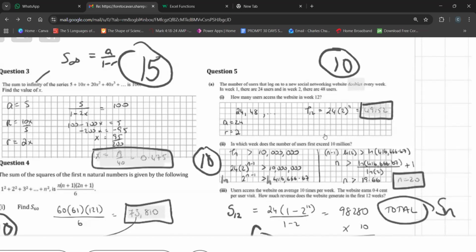I didn't know that it was really talking about using formulas. I thought it was just a word problem. I didn't know we had to use a formula and all that. Okay, okay. All right.